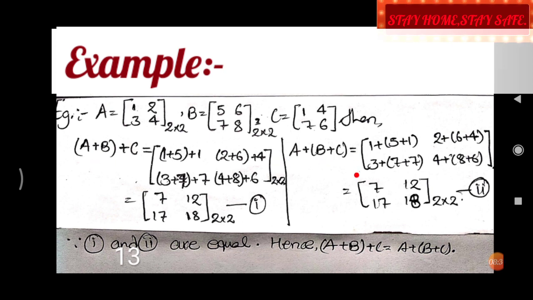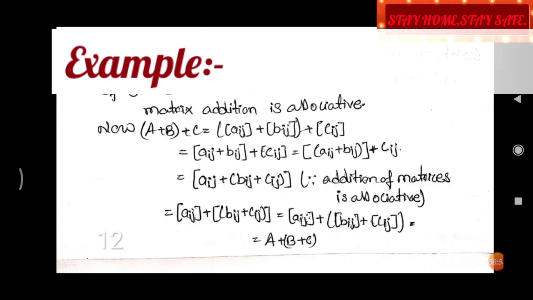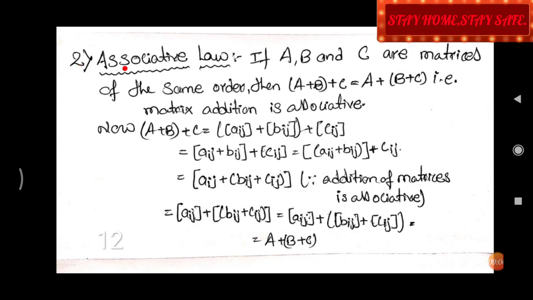So here we have 1 plus 5 plus 1, 2 plus 6 plus 4, and the same applies here also, 3 plus 7 plus 7, and 4 plus 8 plus 6. That is 7, 12, 17 and 18 of order 2 by 2, equation 1 and equation 2. Since 1 and 2 are equal, A plus B plus C is equal to A plus B plus C. Both are equal. So this satisfies this law.